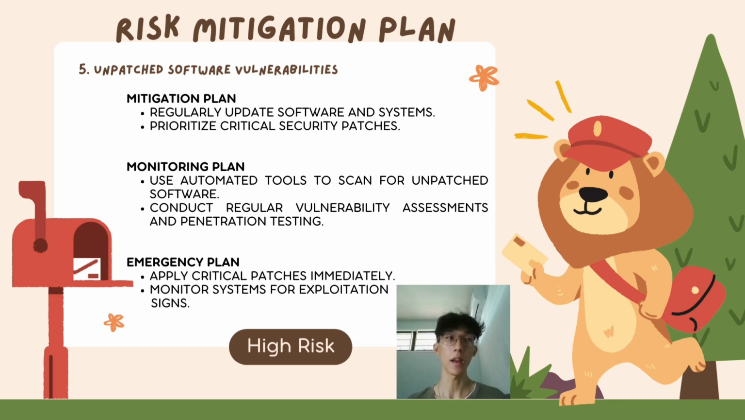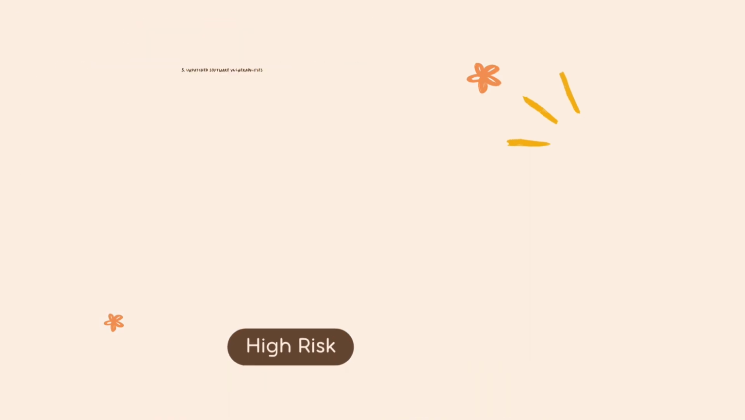So for the summary, unpatched software vulnerabilities pose a significant risk to system security and operations. And regular updates, prioritizing critical patches, and continuous monitoring are the key strategies to mitigate this risk. And a proper emergency response plan will ensure swift action in addressing the vulnerabilities and maintaining the company's system integrity.